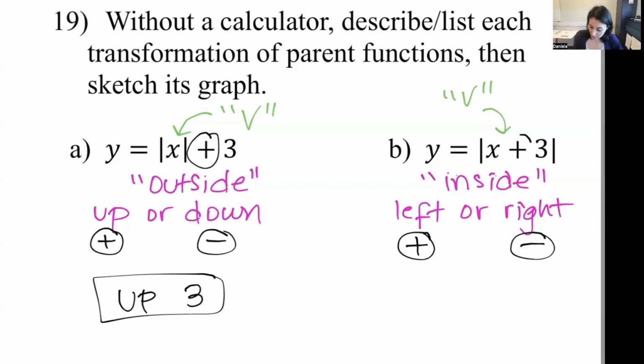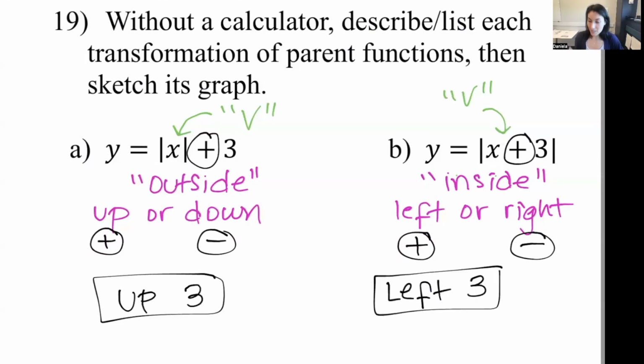So since in this case you see a plus on the inside, again, it's not going to the right 3 units, it's going to the left 3 units. If there was a -3 on the inside, then we would say it's going to the right.